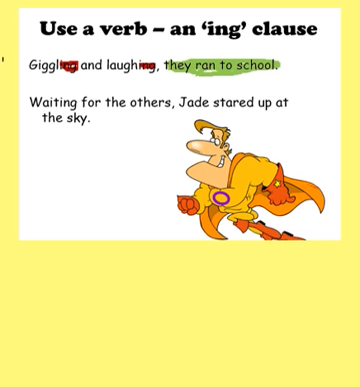For example, you might have smiling and joking, they played in the park. So they played in the park makes sense on its own, but we've added that extra part of the fact that they were smiling and joking. Here on the next one, you've got that they were waiting for the others. So we've added the ing to our root word of wait, and then Jade stared up at the sky. So this part makes sense on its own.